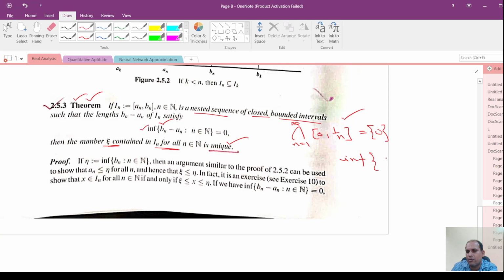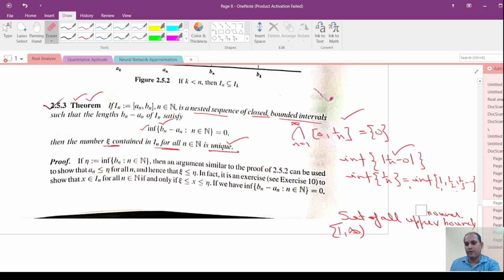Why is its infimum 0? Because its length is 1/n minus 0, that is, the infimum of the set 1/n, and we know that the infimum of 1/n is 0. Why? Because if we write this set, putting n equal to 1, it is 1, 1/2, 1/3 and so on. Infimum is, among all lower bounds, the greatest one.